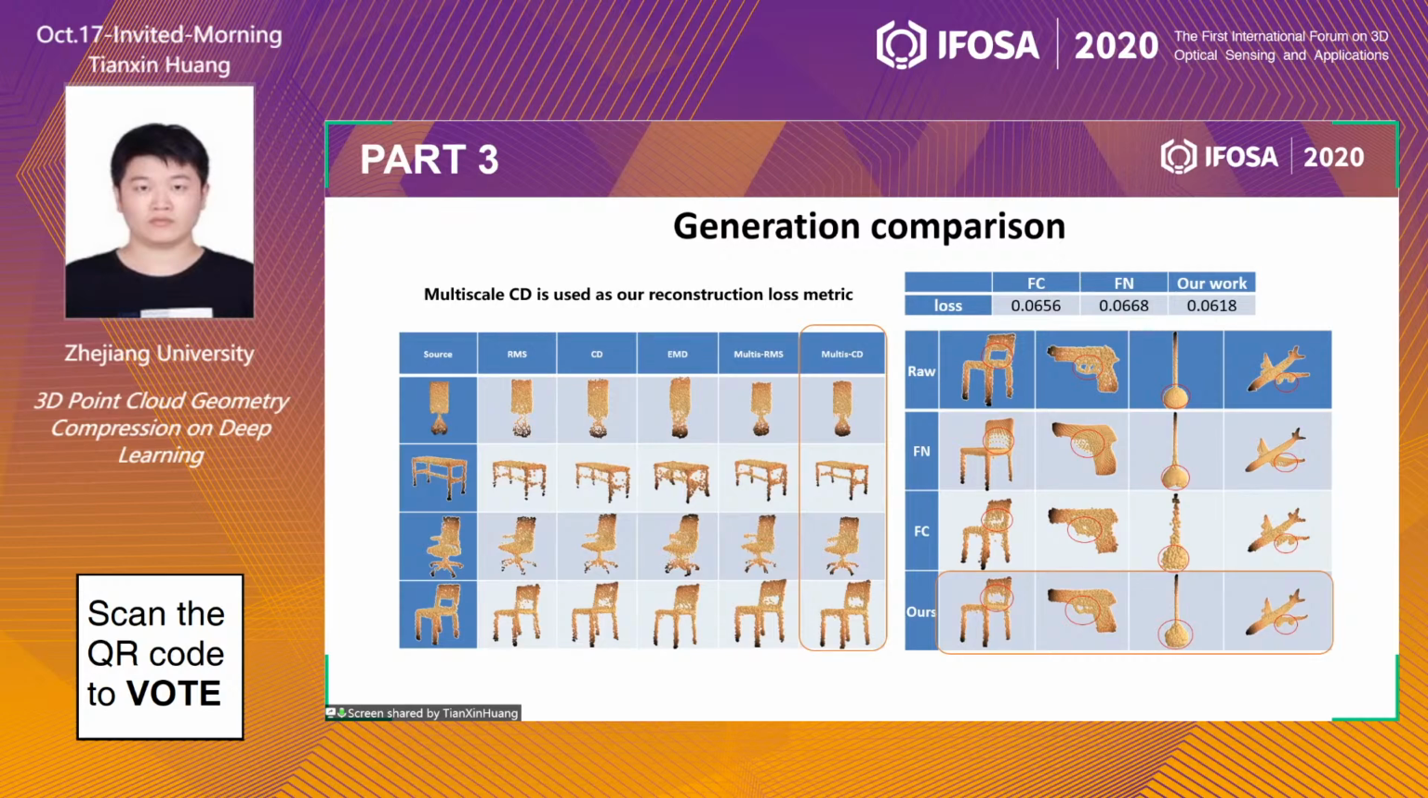And to choose a reasonable metric, we test different functions on our network, and we find that the multi-scale CD we mentioned just now has the best reconstruction effect. So we think it means multi-scale CD can capture point cloud shape the best. So we use multi-scale CD as our reconstruction loss metric. And from the table on the upper right, we can see that our work performs better than the fully connected network and FoldingNet on this metric.